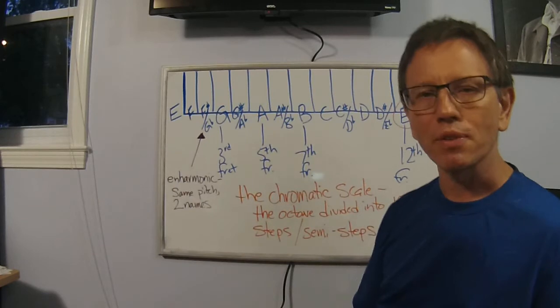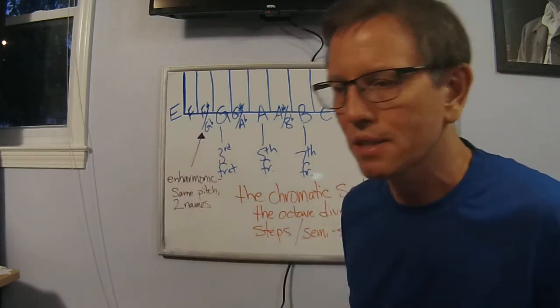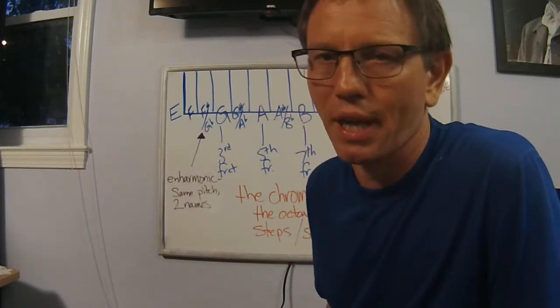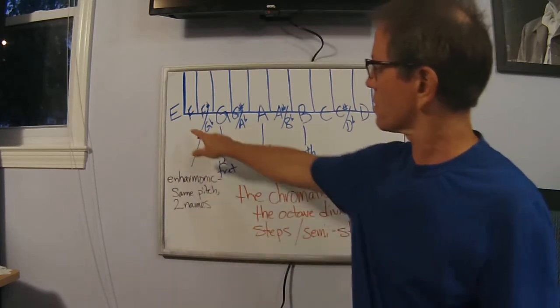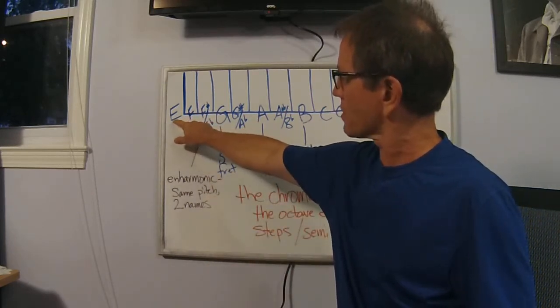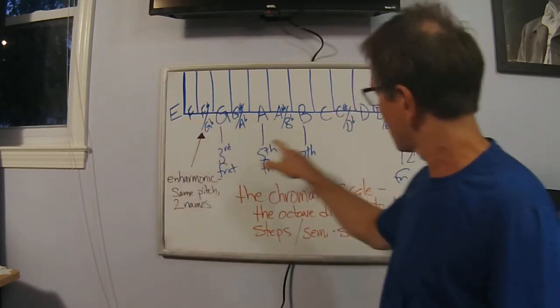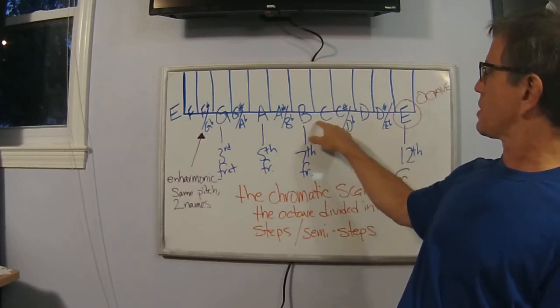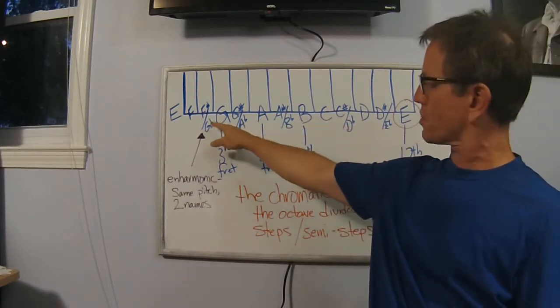It'd be the same if you look at a keyboard, white and black keys next to each other. They go up in half steps. Notice there's a half step between E and F and B and C. The others have sharps and flats.